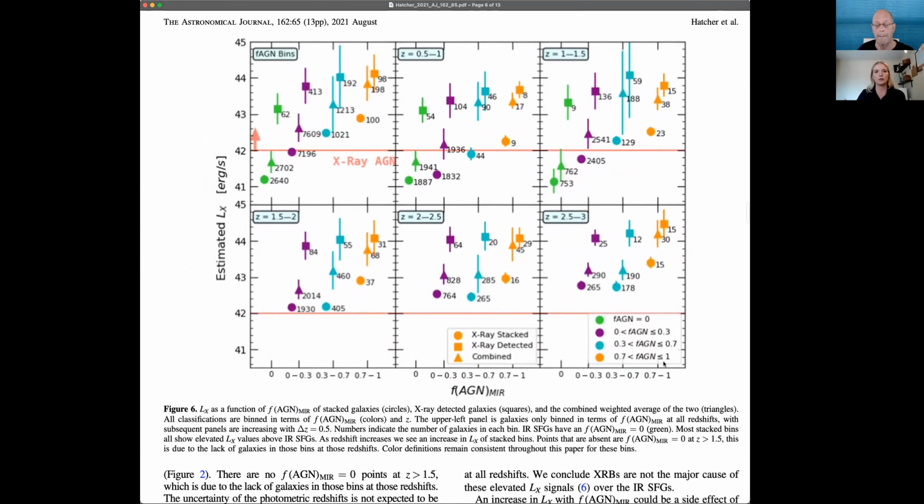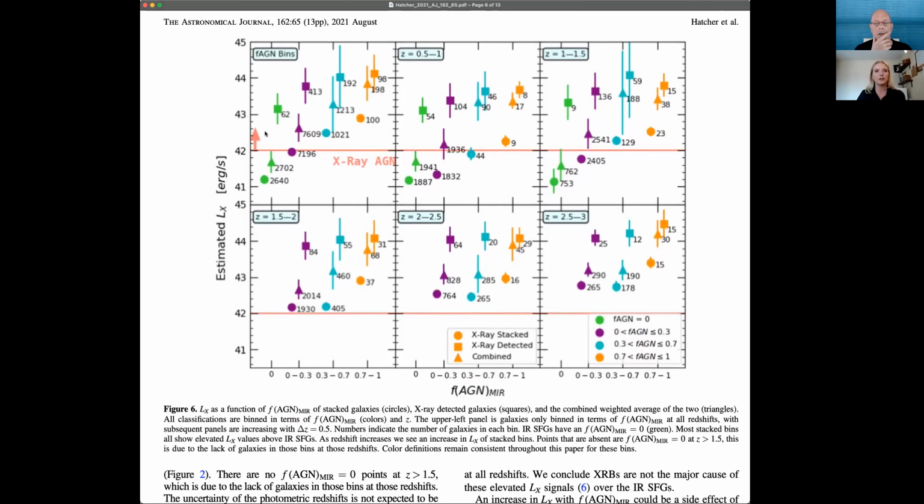So we have those bins in our stacked galaxies, which are the circles. Basically, all those galaxies in that initial Venn diagram that had an IR detection but no X-rays, I now stack them. I put them all together, divided into these bins, to find an X-ray signal for them. I got a count rate, turned it into a flux, turned it into luminosity.